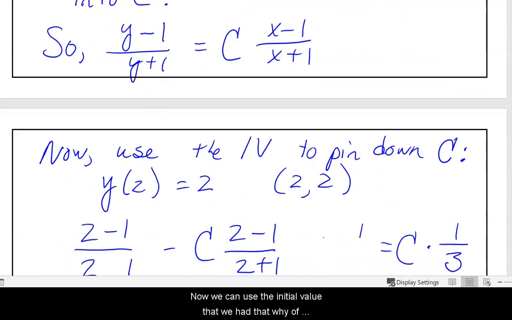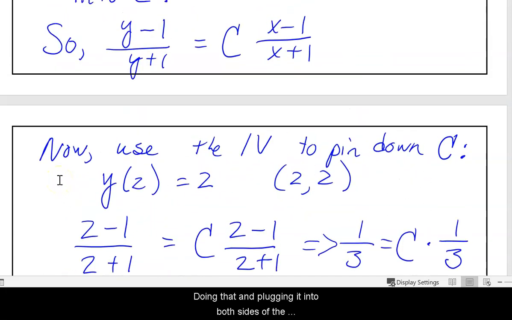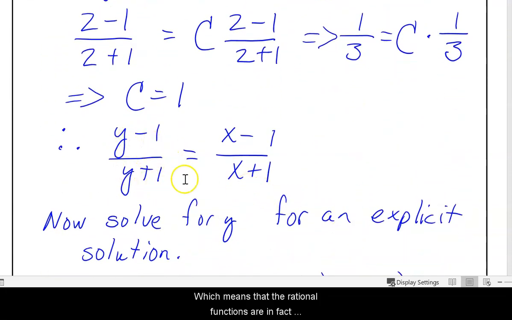Now we can use the initial value that we had, that y of 2 is equal to 2. In other words, use the ordered pair 2, 2 to pin down the value of C. Doing that and plugging it into both sides of the equation you see here leads to the equation that 1/3 is equal to 1/3 times the constant C. That means the constant C must be 1, which means that the rational functions are in fact equivalent to each other for this particular solution.